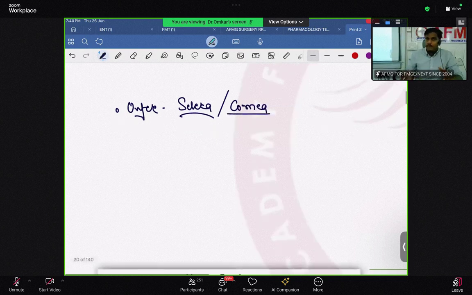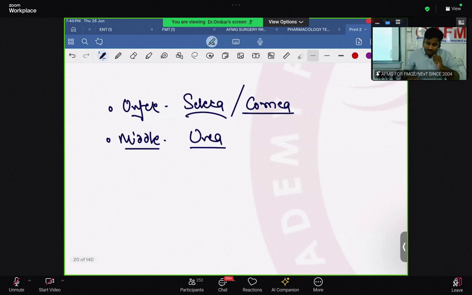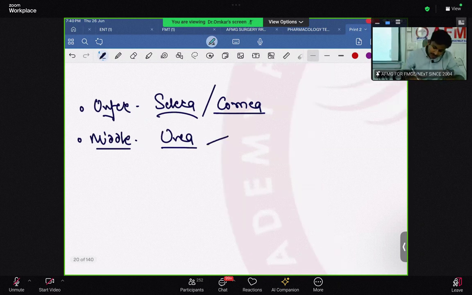1/5 is made up of this transparent part known as cornea. Next important is the middle layer. The middle layer is a vascular layer, known as uvea. So we know the middle layer is made up of a vascular layer called uvea. Uvea has three parts to it, बच्चे.